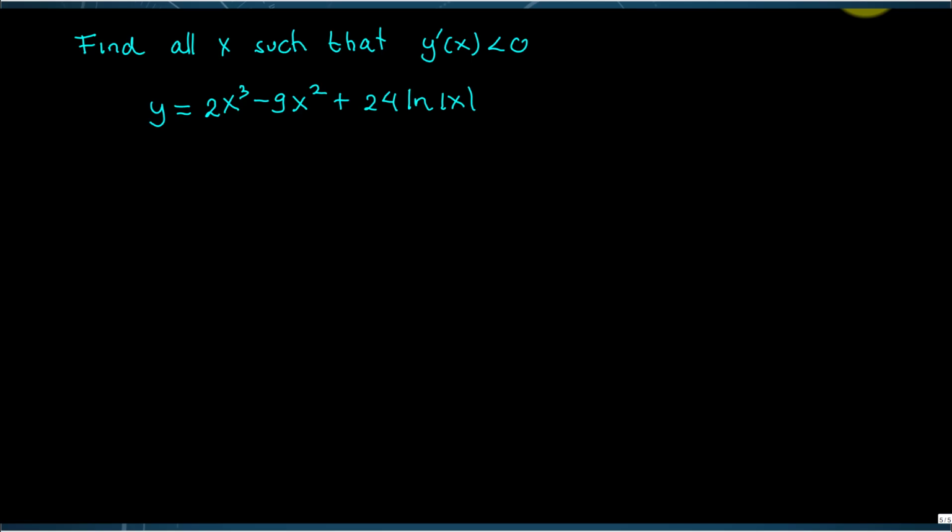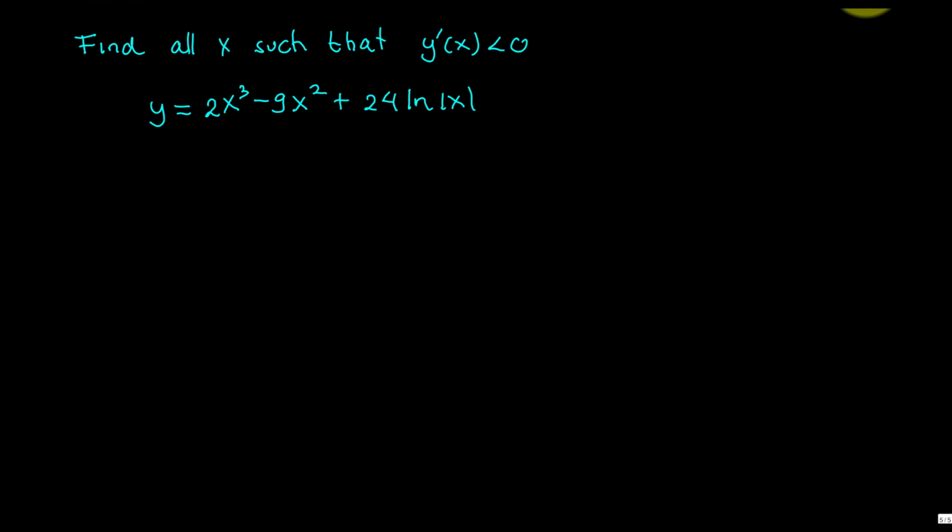It's just math. In this problem, we are going to find all x such that the first derivative of y is less than 0, where y is 2x cubed minus 9x squared plus 24 ln x. First of all, of course, we're going to take the derivative of y. So y prime will be 6x squared minus 18x plus 24 over x.